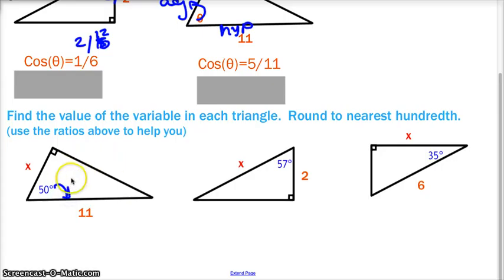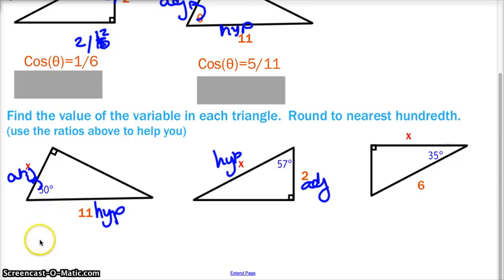Whoops, got to label it correctly. 11 is the hypotenuse because it is directly across from the 90 degrees. The x is the one that's adjacent. Hypotenuse, adjacent.